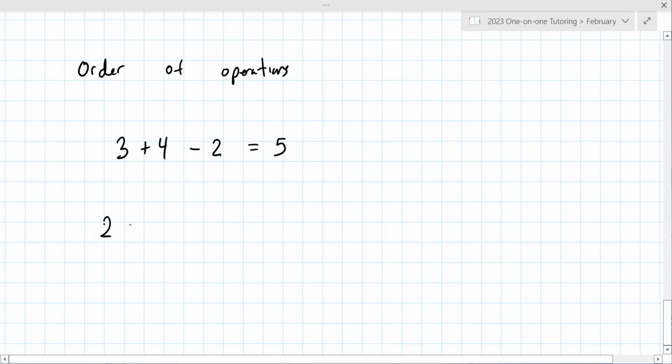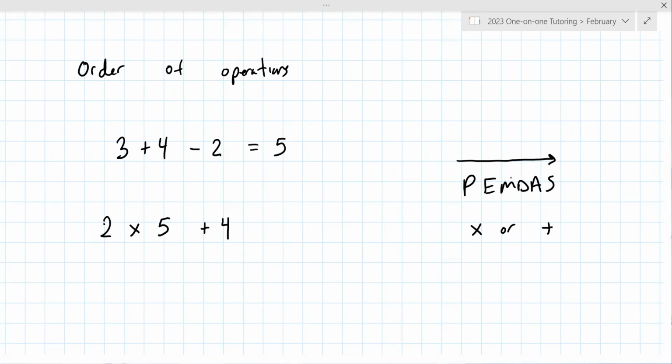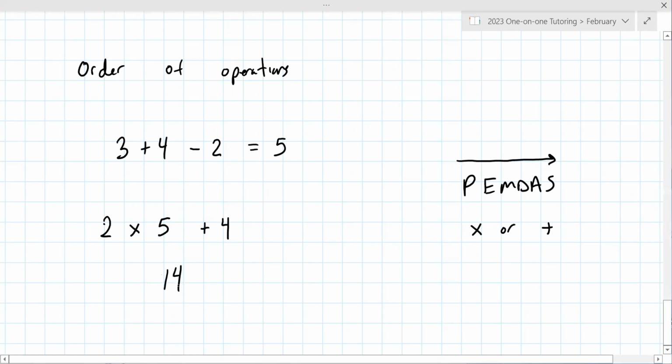Now let's go 2 times 5 plus 4. Which comes first, multiplication or addition? I say addition. Oh, left to right. Multiplication first. So multiply first, 2 times 5, that's 10. So 14. 14. Good.